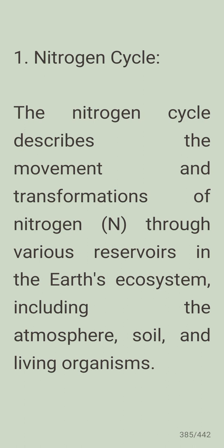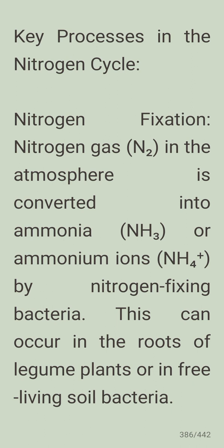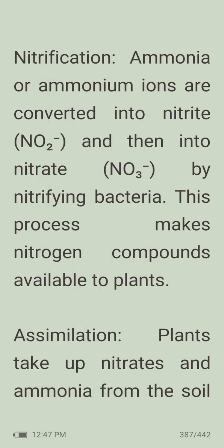Okay, first, nitrogen cycle. The nitrogen cycle describes the movement and transformation of nitrogen through various reservoirs in the Earth ecosystem, including the atmosphere, soil, and living organisms. Key processes in the nitrogen cycle include nitrogen fixation. Nitrogen gas in the atmosphere is converted into ammonia or ammonium ions by nitrogen fixing bacteria. This can occur in the roots of legume plants or in free living soil bacteria.